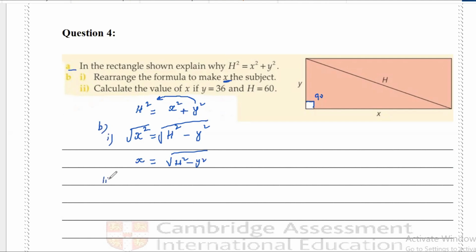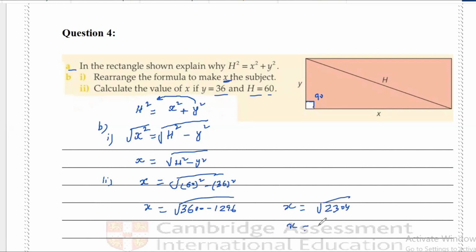And in the second part, they want us to calculate x if y is 36 and h is 60. So we can say that square root of 60 whole square minus 36 whole square. If you check this one, 60 square is basically 3600 minus 36 square gives us 1296. And if you subtract, checking this answer, we have 2304, and its square root gives me 48. So this is your last answer of this question.